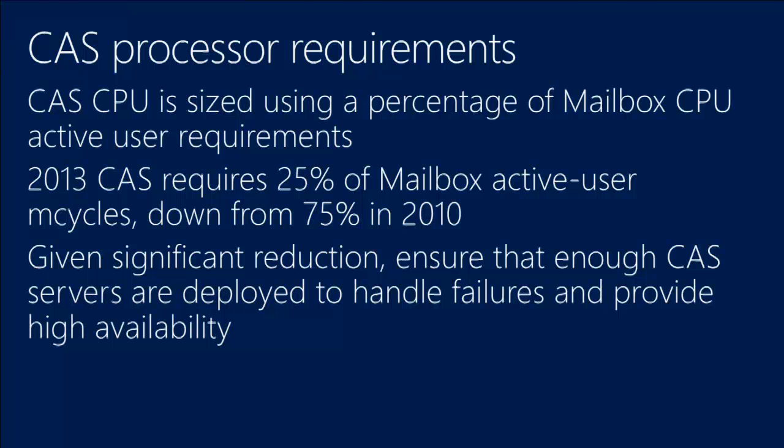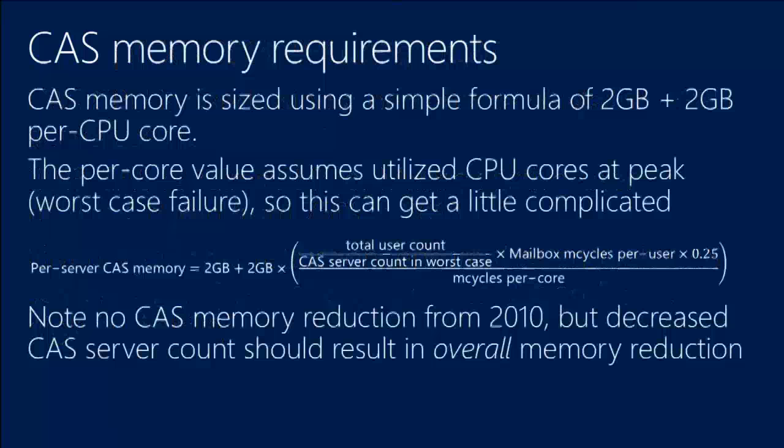We do want to call out that because it's so much lower, for some small customers, you may actually need to consider high availability requirements rather than CPU requirements when determining how many CAS servers to deploy. In other words, the guidance may say you only need 1 server, but obviously you need more than 1 if you care about HA. So just keep that in mind. I already mentioned the 2 gigs plus 2 gigs per core for memory. That's actually the same memory requirement that we had in 2010. Because you're going to have fewer CAS servers, the overall amount of memory that you're deploying for CAS is going to be less. But on a per server basis, it's effectively the same as it was.